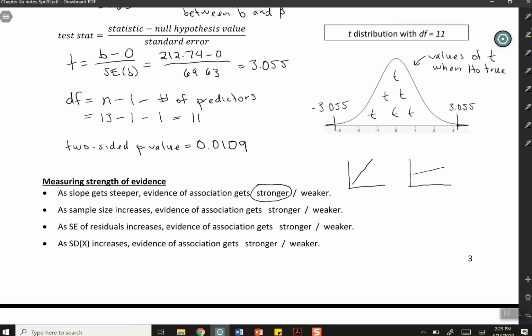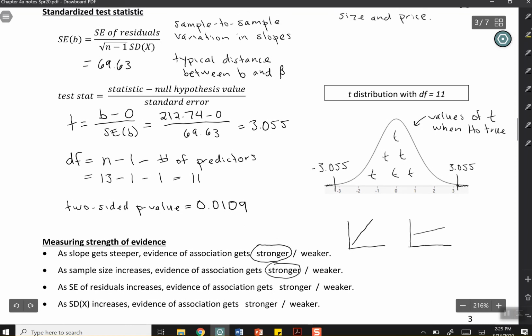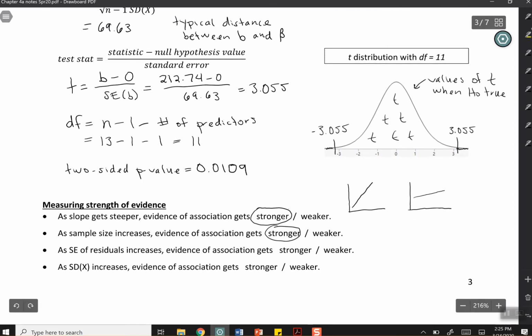As the sample size increases, the evidence of the association again gets stronger. And this is probably not too surprising at this point. We've seen this in lots of different contexts, but you can also see it from the standard error here, right? So as your sample size gets bigger, your standard error gets smaller. That's going to make your whole t-statistic bigger. These last two may be a little bit less intuitive, so we'll think about these a little more closely. What happens as the standard error of the residuals increases? So as the standard error of the residuals increases, your evidence actually gets weaker.